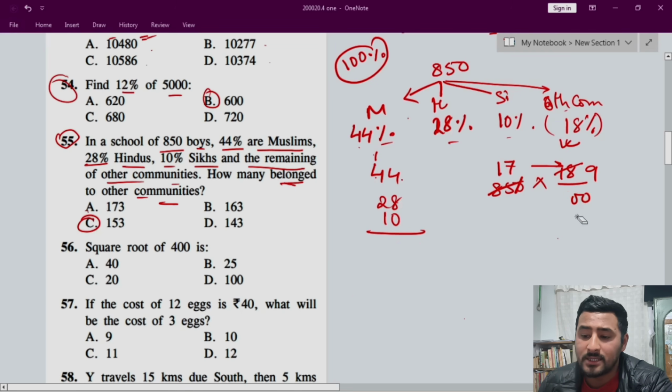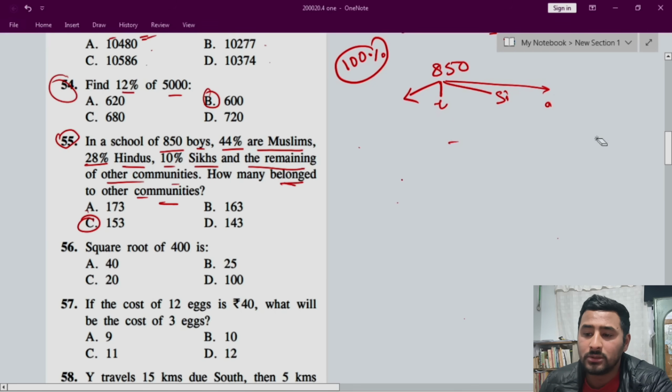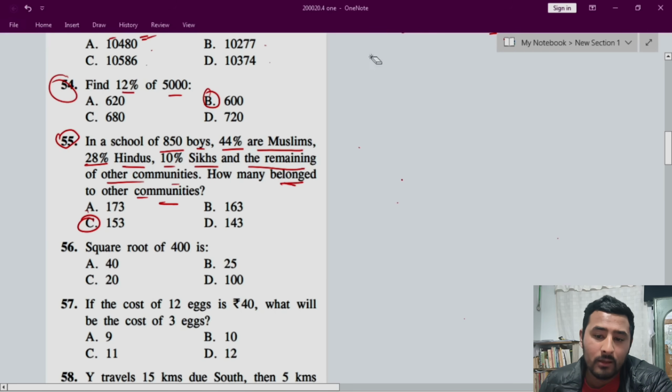Again, I'm saying if you are not understanding, just repeat, or rewind and check it again and again. Let's go for the next question.